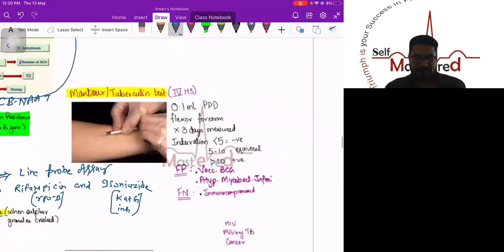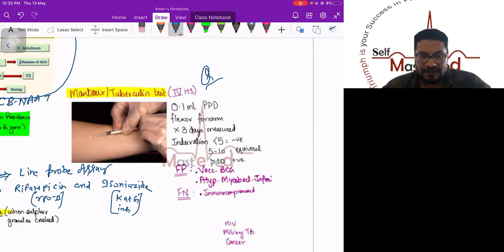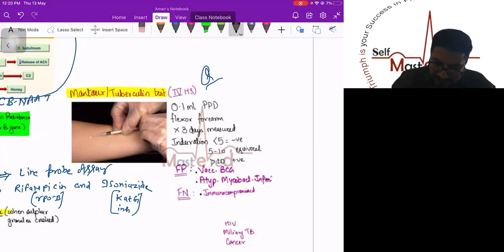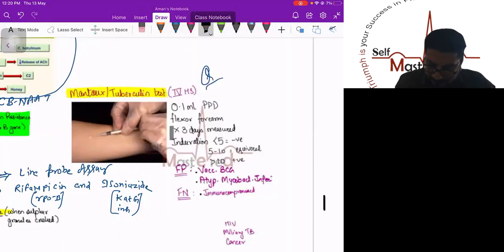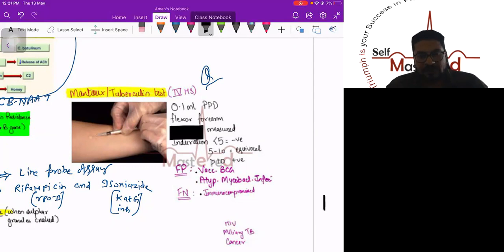Okay, then we have the Mantoux test. Understand this Mantoux test. It's a type 4 hypersensitivity reaction. We inject 0.1 ml of tuberculin units, and then we see the size of induration. So you inject this and see the report after 24 hours. Then you will tell the patient not to apply any kind of oil or moisturizers or cosmetics on this. And then you can see the size of induration.